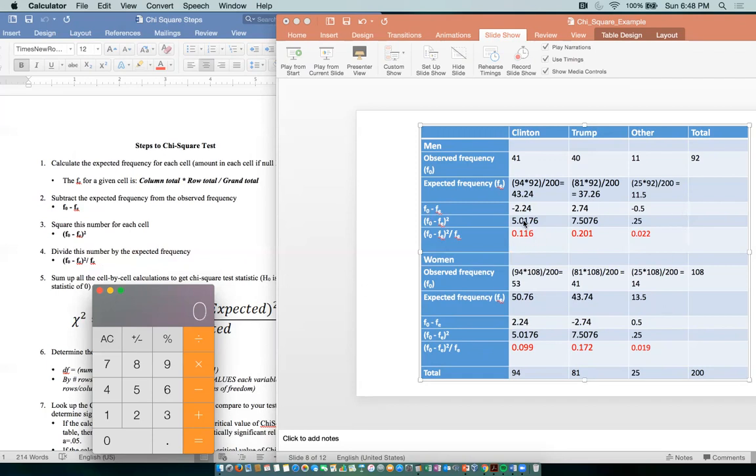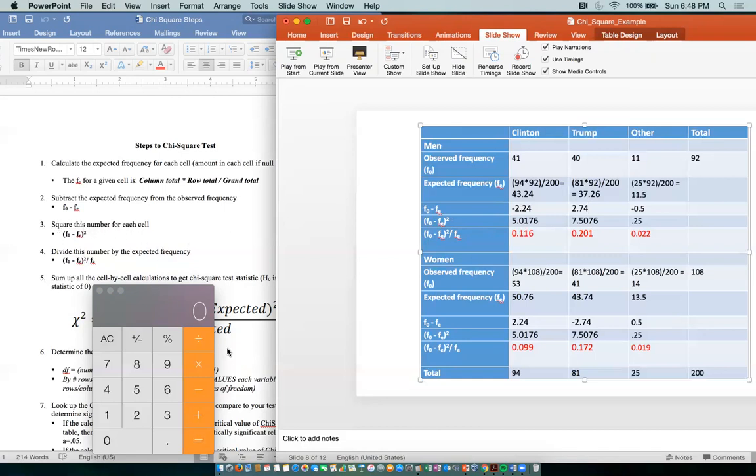Now, as I've already pointed out, these numbers in some ways are mirrors of one another, one positive, one negative. So if I were to add all 6 of these values up, 2.24, negative 2.24, 2.74, negative 2.74, negative 0.05, 0.05, I would get 0 because all of the pluses and minuses are canceling each other out. So the way to solve that is to square that number. So that is step 3. Square this number for each cell.